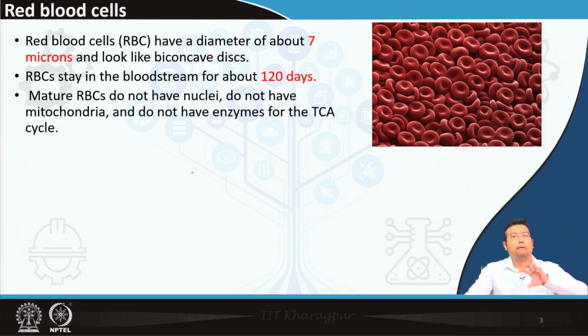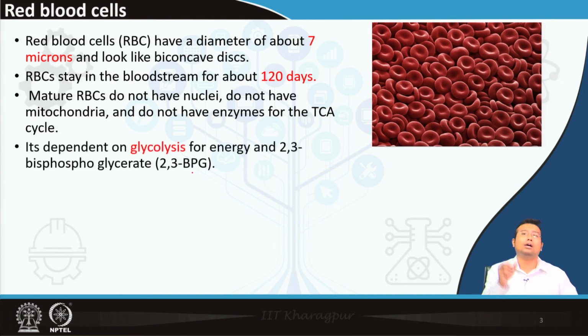So the mature RBC does not have nuclei and hence does not undergo the pathways that are there inside organelles like mitochondria and nucleus. However, RBCs do have cytoplasm and cytoplasmic enzymes. So they mainly depend on glycolysis for energy and production of 2,3-BPG. These are just revision lessons about RBC.